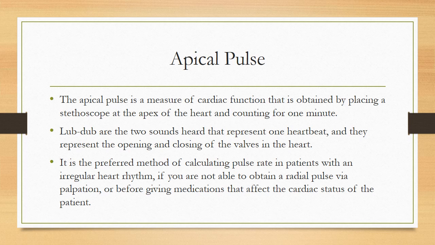So the apical pulse is a preferred method of calculating the pulse rate in patients who have an irregular heart rhythm, if you're not able to obtain a radial pulse via palpation, or before giving medications that affect the cardiac status of the patient. So using your critical thinking skills, you're going to look at your med list. You're giving your patient digoxin. You know that affects the cardiac status of the patient.